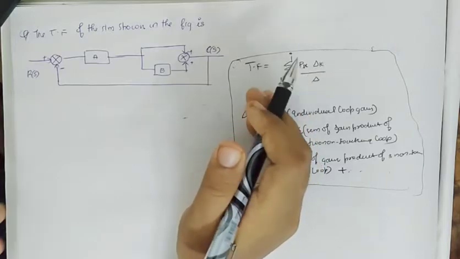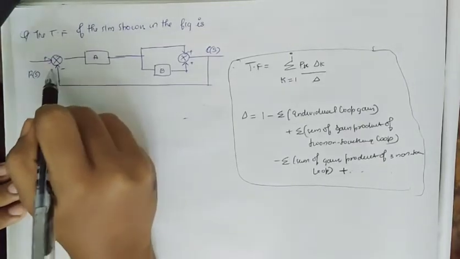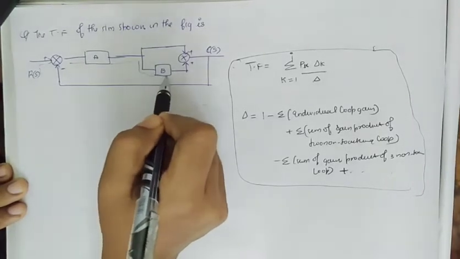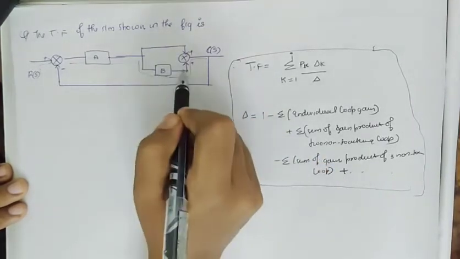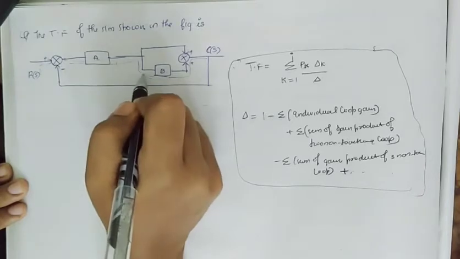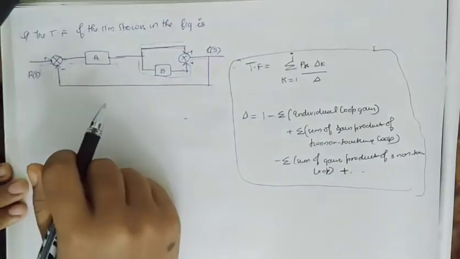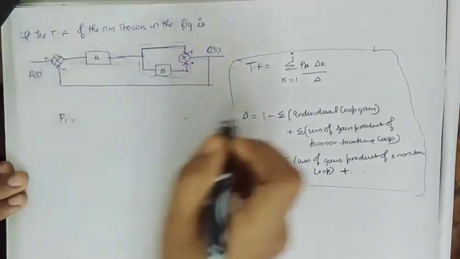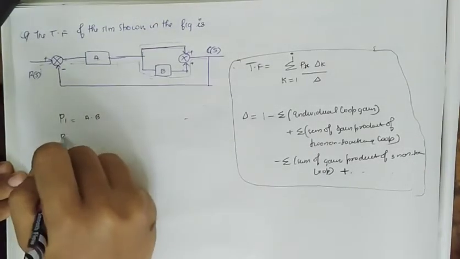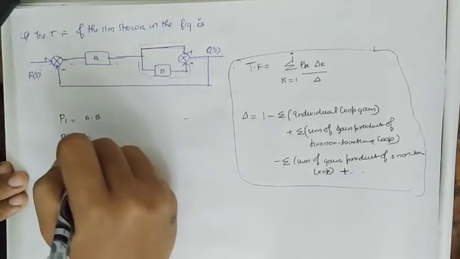For example, we can see how many forward paths are there in this block diagram. We can travel from R of S to A, then move towards B and then to C. That is one forward path. The other one is that we go through A and then through this other line to C. So there are two forward paths. The first forward path I write as P1, and the gain is A into B. The second forward path is A into 1.